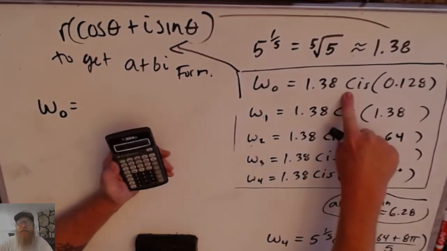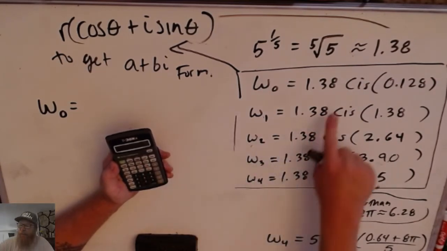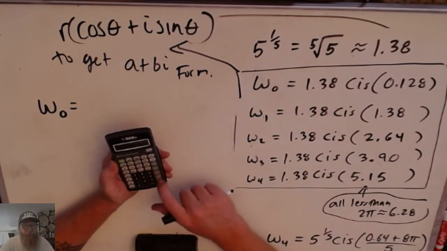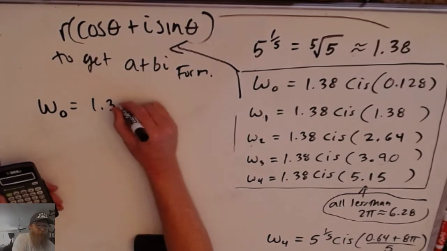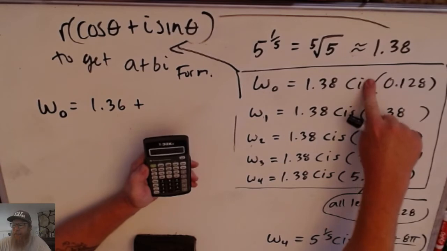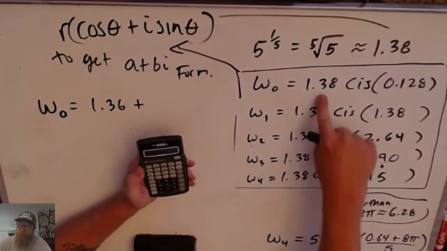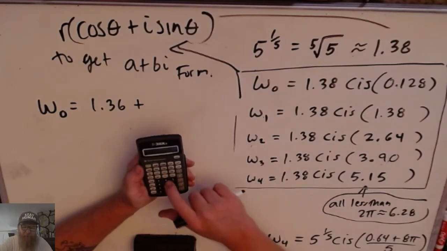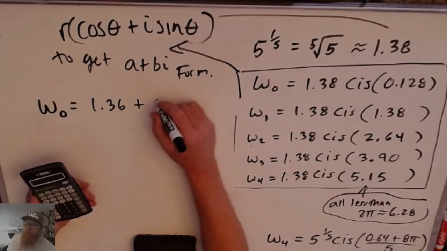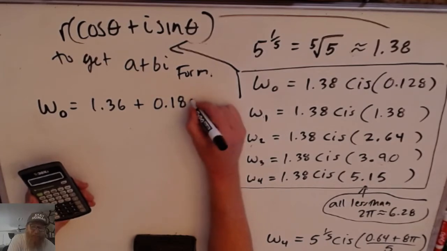So cosine first. So cosine of 0.128, and then multiply that by 1.38. So you're going to get 1.36. And now you're going to do sine. That's what the S stands for. 0.128 sine, multiply by 1.38, and then give it an I. So that'll be 0.18I.